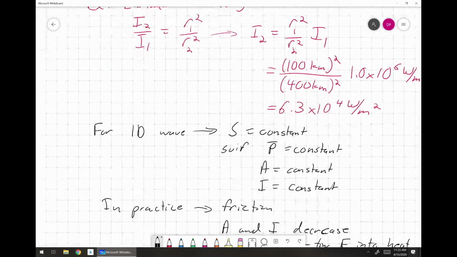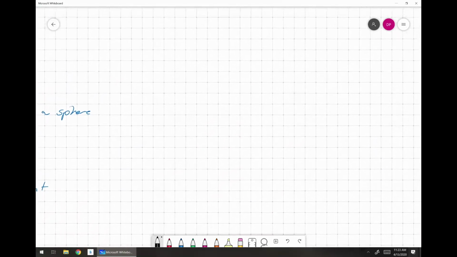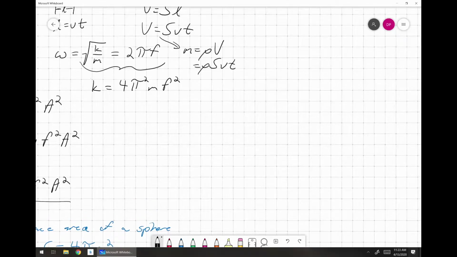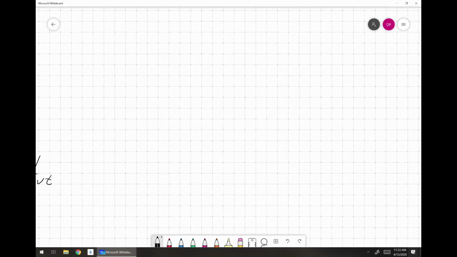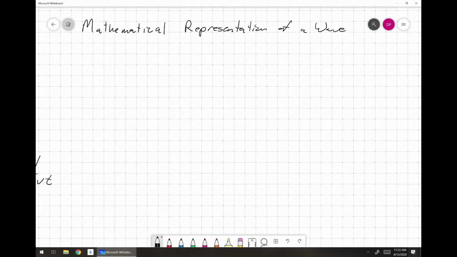Okay, so now we want to discuss a mathematical representation of our waves. Up until this point, we haven't actually written down an equation for any of our waves. So this is going to be our mathematical representation of a wave. We're going to label this as a capital D. This is going to be our displacement function.